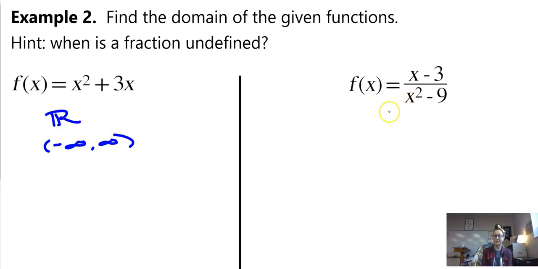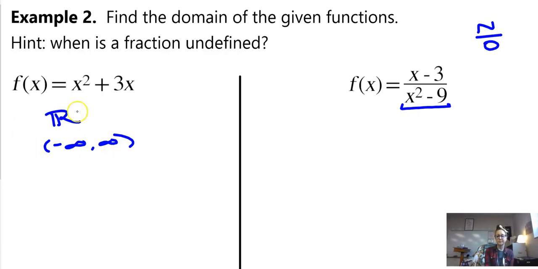f of x is x minus 3 all over x squared minus 9. When would we have problems here with real numbers? Well, remember, I can't divide by 0, and this is a fraction. Remember, 0 on the bottom is a no. So any x that would make the denominator 0 would be a problem, so I would need to exclude that from my domain. In calculus, we call those discontinuities. In algebra, we call those values that we need to exclude from our domain.